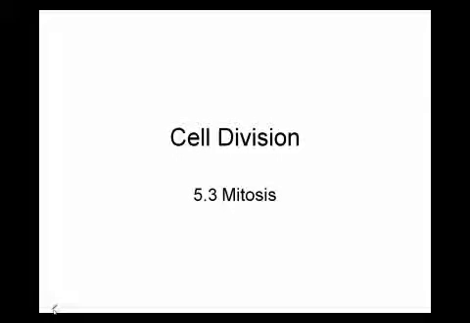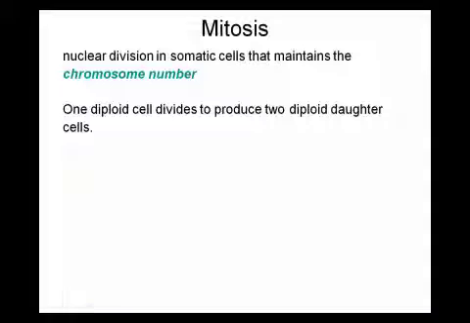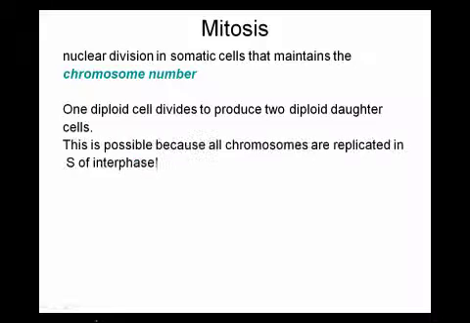5.3 Mitosis. Mitosis is nuclear division in somatic cells, so that's going to be body cells. Mitosis occurs for growth and for repair. And remember, we are going to maintain the chromosome number. So one diploid cell is going to divide and produce two diploid daughter cells. So one cell becomes two, and we're not going to change the chromosome number.